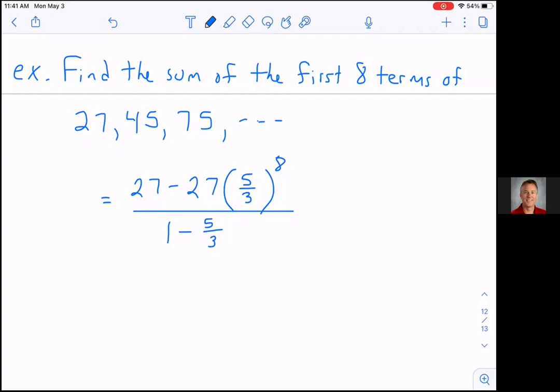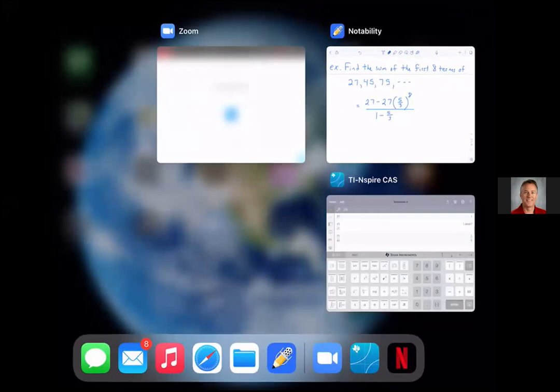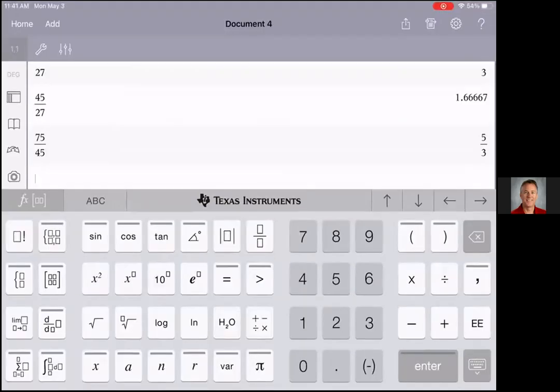All right, looks like we're okay. We're caught up writing. So I'm going to make a fraction, and on top I have 27 minus 27 times 5/3 to the 8th power all over 1 minus 5/3.